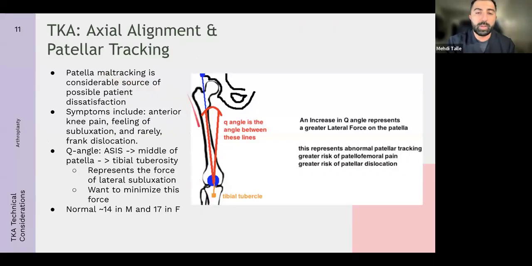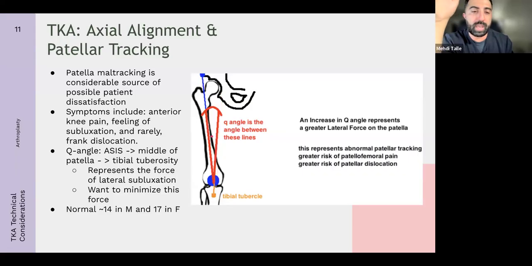So Q angle, which is demonstrated by this red angle here in this picture. This is an angle that's formed from a line starting from the ASIS down to the middle of the patella, and then down to the tibial tuberosity, and a line straight up from there.